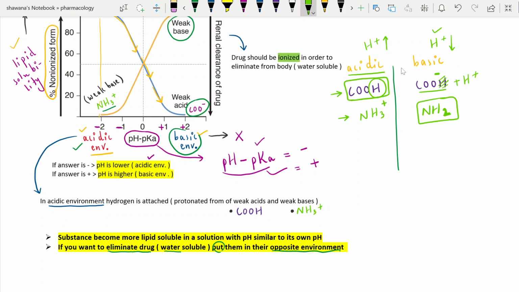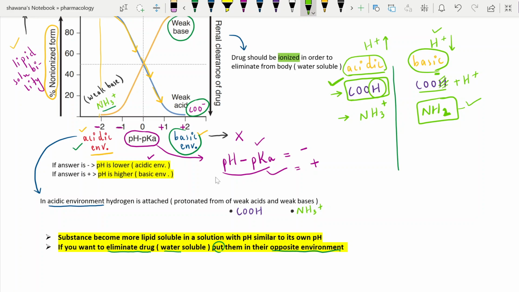and they can cross the biological membranes. The weak acid is more lipid soluble in an environment similar to its own pH, and the weak base is more lipid soluble in an environment similar to its own pH. I hope the concept here is clear: when we need to eliminate a particular drug, either a weak acid or weak base, just put it in an environment which is opposite to their pH.